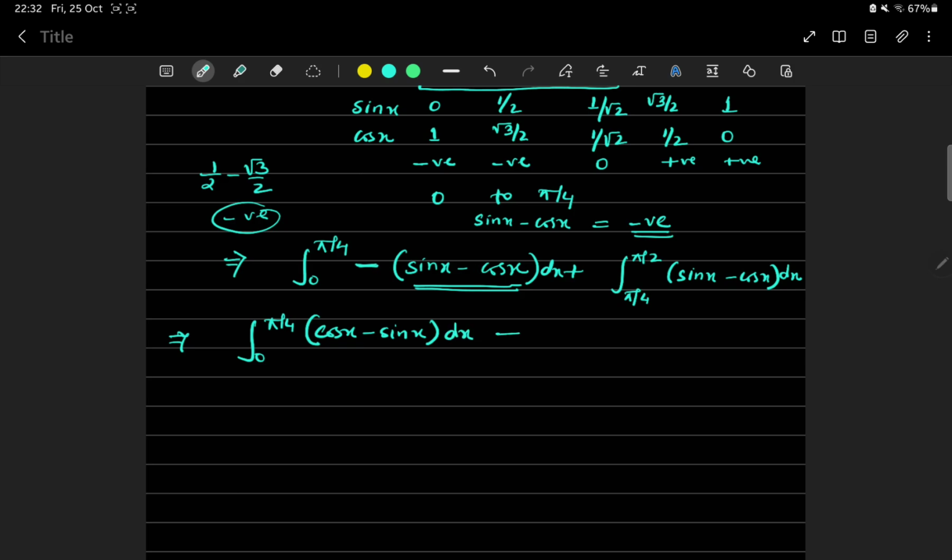So it will become like this, pi by 4 to pi by 2, sin x minus cos x dx. Now we have to integrate it. Now what is the integration of cos x? The integration of cos x is sin x, and integration of sin x is minus cos x, and already the minus sign is there, so it will become plus cos x.